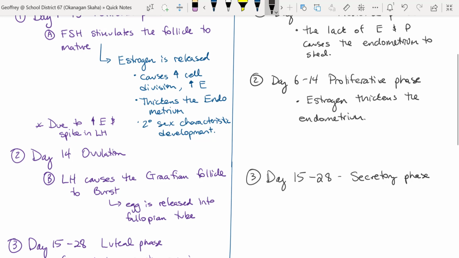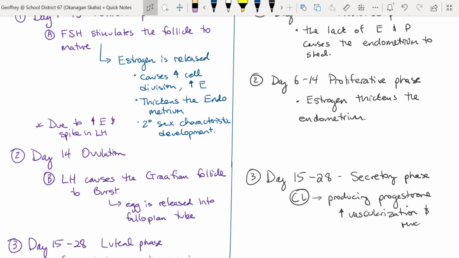And so remember that the corpus luteum is producing progesterone. So we're talking about how the ovary is actually affecting the uterus. And so the corpus luteum is producing progesterone. And like I just said, we've got increased vascularization and mucus. And all this is therefore to make sure that if there was fertilization right around ovulation, that the uterus is going to be really, really good for egg or embryo development.